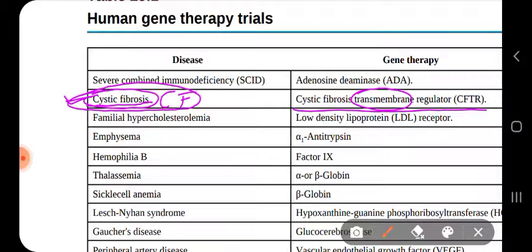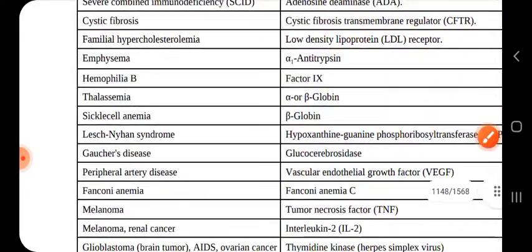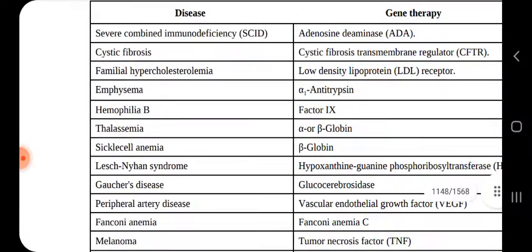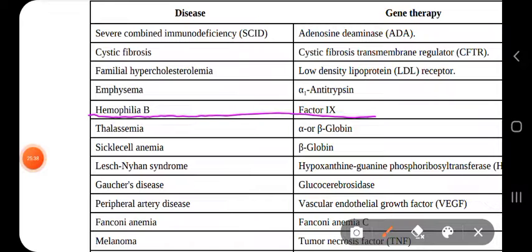So if the gene responsible for this CFTR protein is getting mutated, then this CFTR protein becomes non-functional. So we can cure this cystic fibrosis by inserting a gene which is responsible for the normal CFTR protein. Other examples are also there, like, yeah, this is a small thing, hemophilia B.